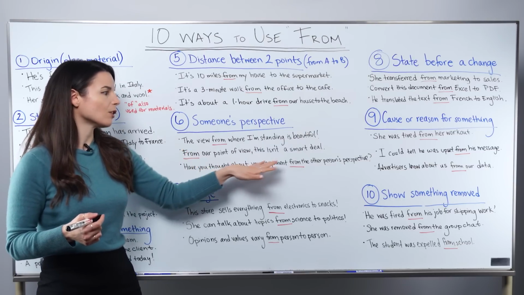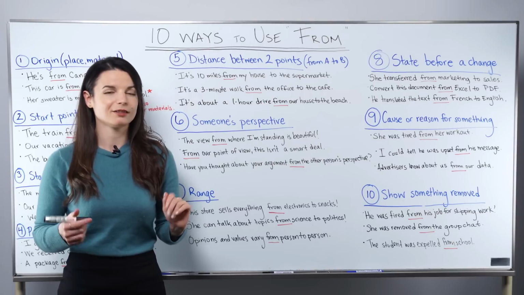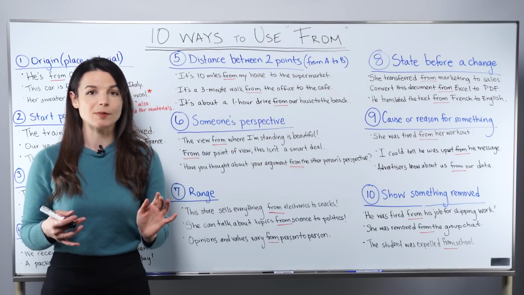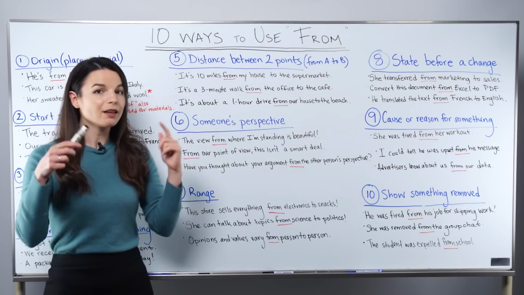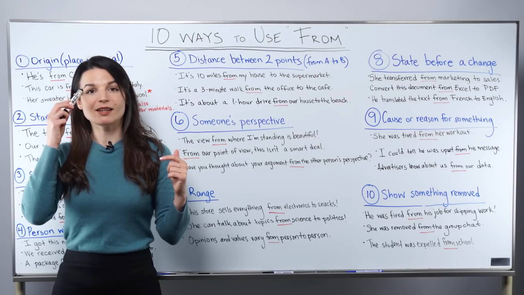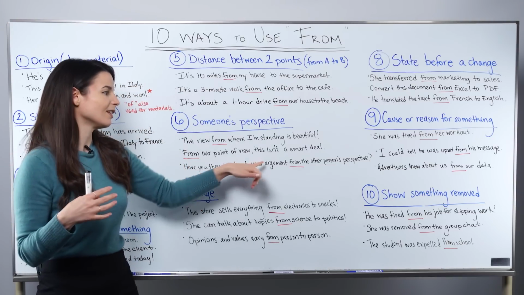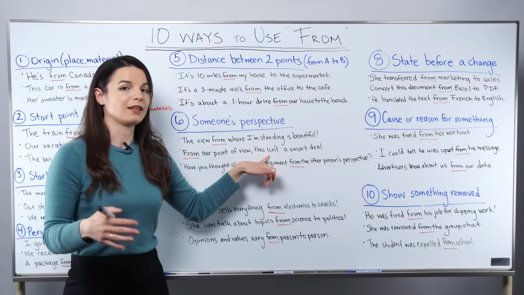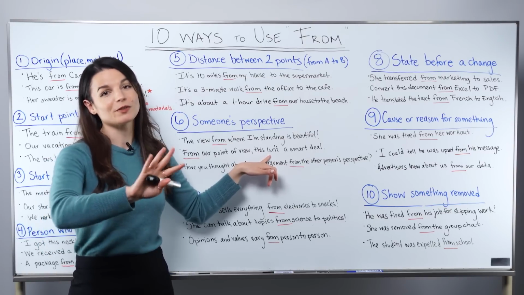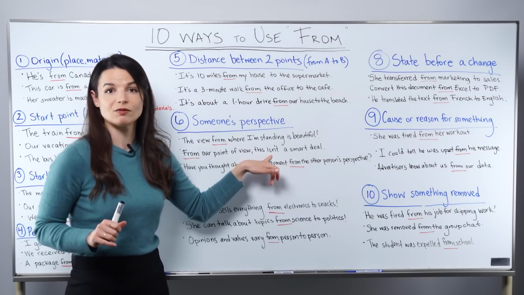Okay, next one, in like a business or a negotiation situation. From our point of view, this isn't a smart deal. This means, if you think about it, with our perspective in your mind, or maybe with our needs and our situation in mind, this isn't a smart deal. So in this case, they are declining or they're refusing some kind of negotiation or some kind of deal.